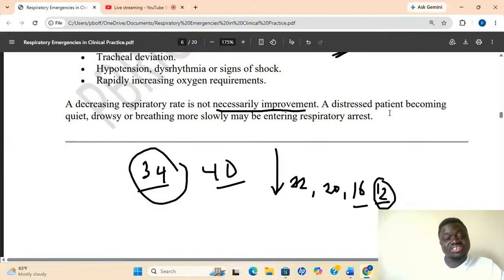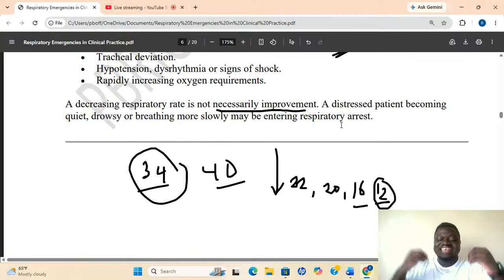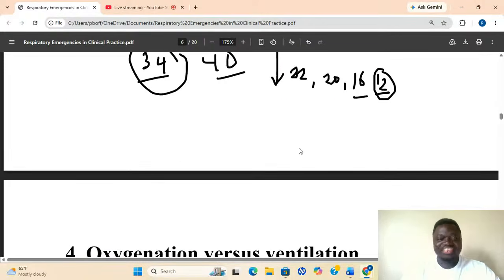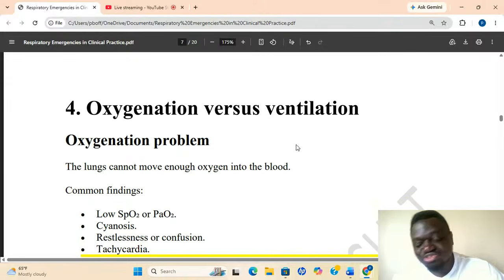A distressed patient becoming quiet, drowsy, or breathing more slowly may be entering respiratory arrest. They are getting tired. The respiratory muscles easily get tired in crisis, the same as the heart muscles, they also get tired in crisis. And when they get tired, they stop working. So this is what you should know.